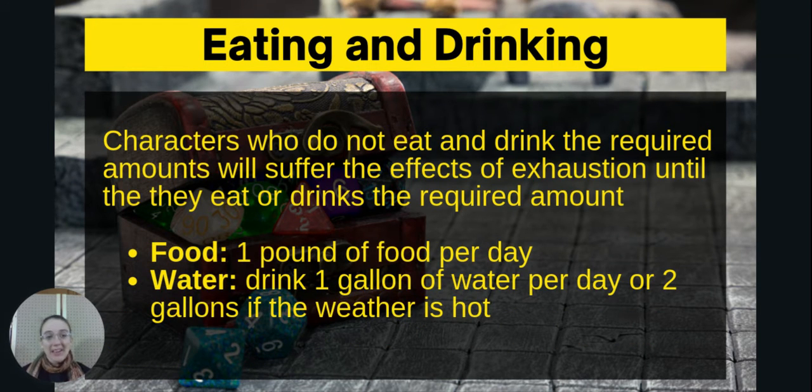Now let's talk about eating and drinking. Characters who do not eat and drink the required amounts will suffer the effects of exhaustion until they eat or drink the required amounts. So your characters need to eat 1 pound of food per day and drink 1 gallon of water per day, or 2 gallons of water per day if the weather is particularly hot.